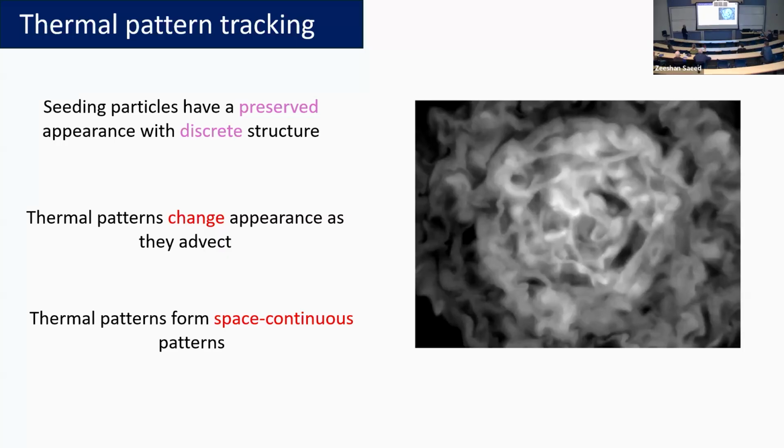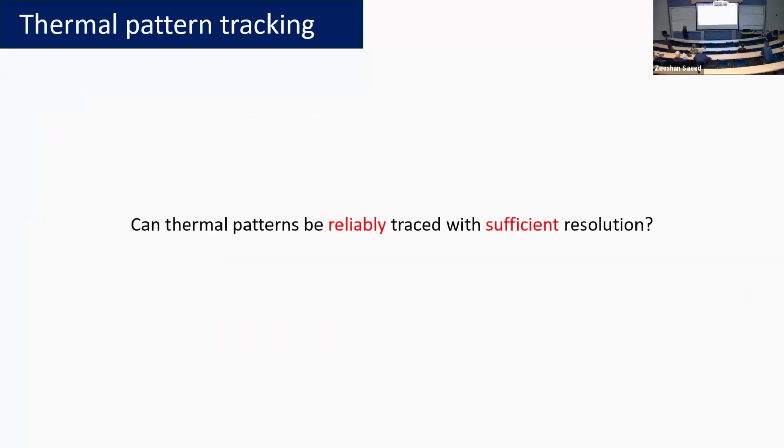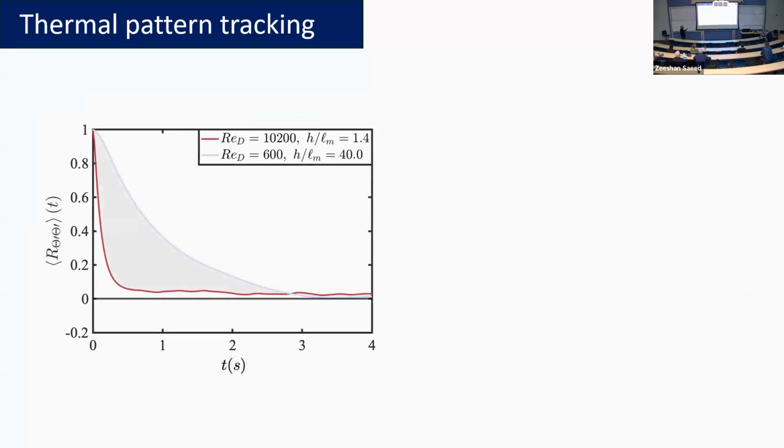So essentially the mini problem that I have is that I need to be able to determine if the thermal patterns can be reliably traced with sufficient resolution to get velocity information. That's not first-hand information, but an extracted information that I'm trying to reach for. For this, I develop an autocorrelation function of the temperature value just so that I have some idea of how fast those temperature patterns are fading.